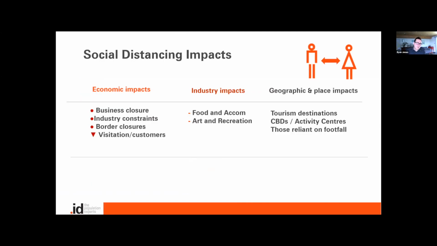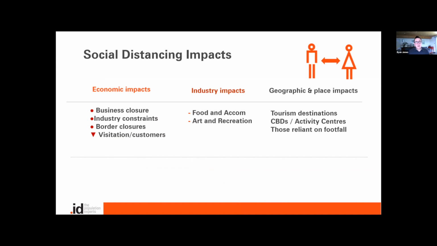Social distancing, the economic impacts in the short term, particularly, we're seeing business closures, some constraints from people not being able to trade. And the border closures, they do have very real and immediate impacts. We understand that. It's mainly being felt in food and accommodation and arts and recreation. When I say mainly, I'm talking about in size of jobs lost and people who are needing JobKeeper, and percentage.